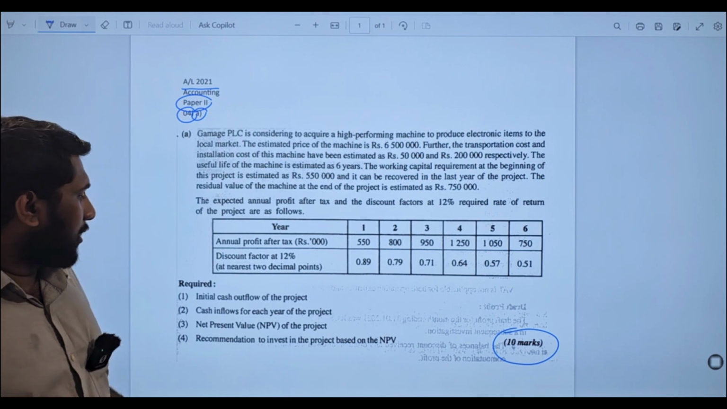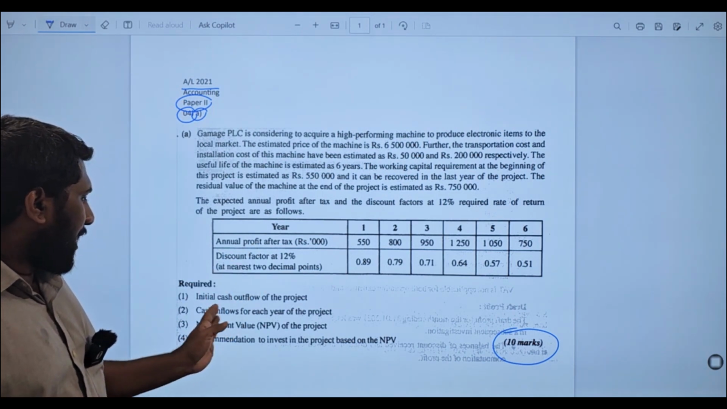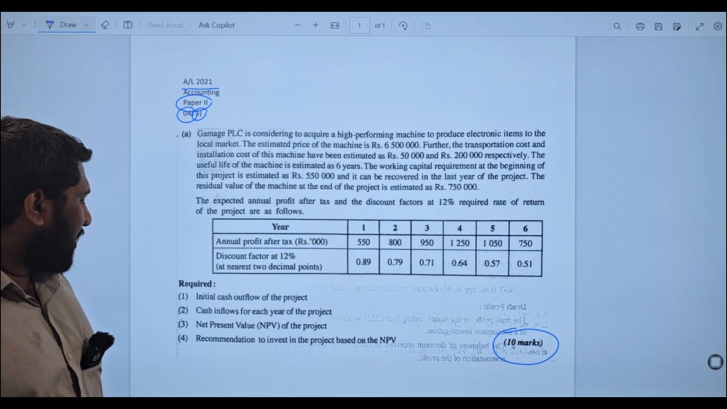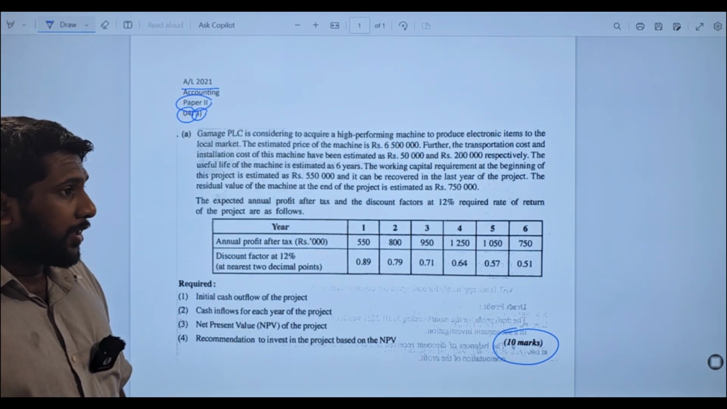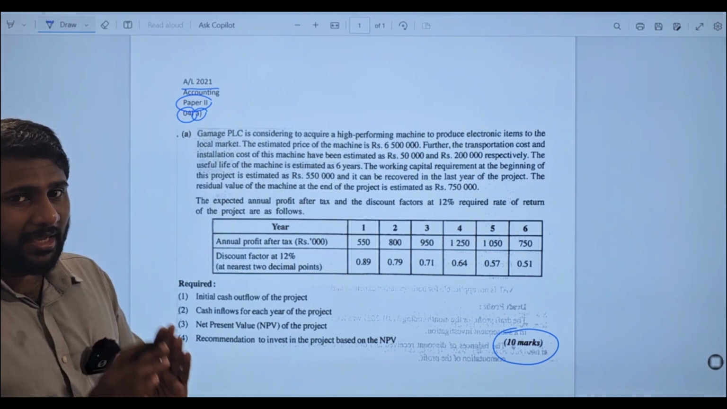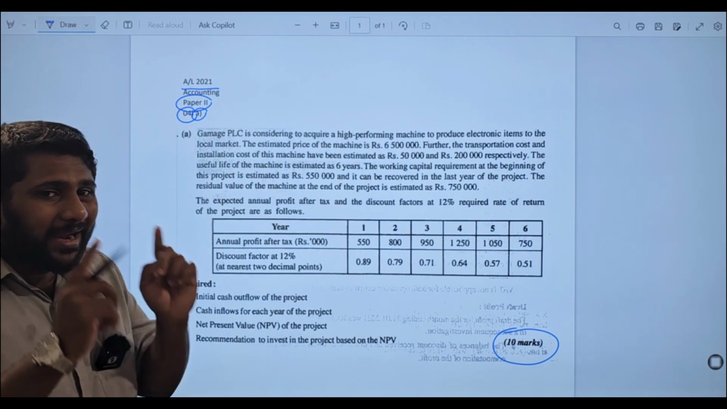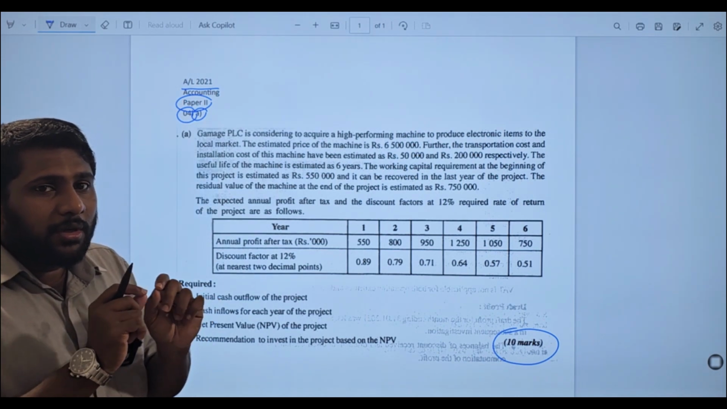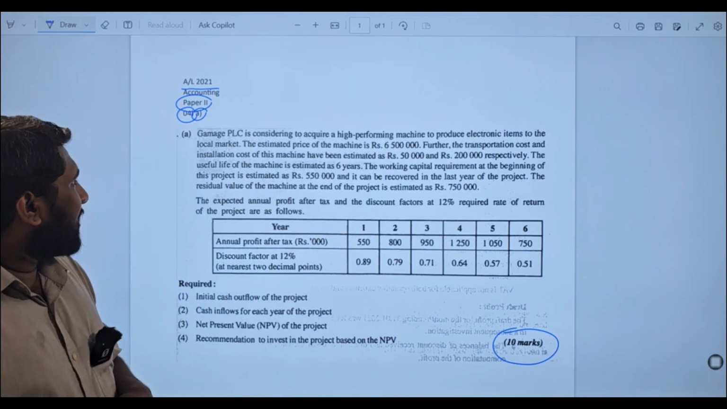Let's read the requirements. They ask for the initial cash outflows and cash inflows from the project, the NPV, and the recommendation. Now let's read the scenario. When you are reading the scenario, please do not read it for the sake of reading. Read it with proper understanding and note down whatever important areas you need. So let's read it.